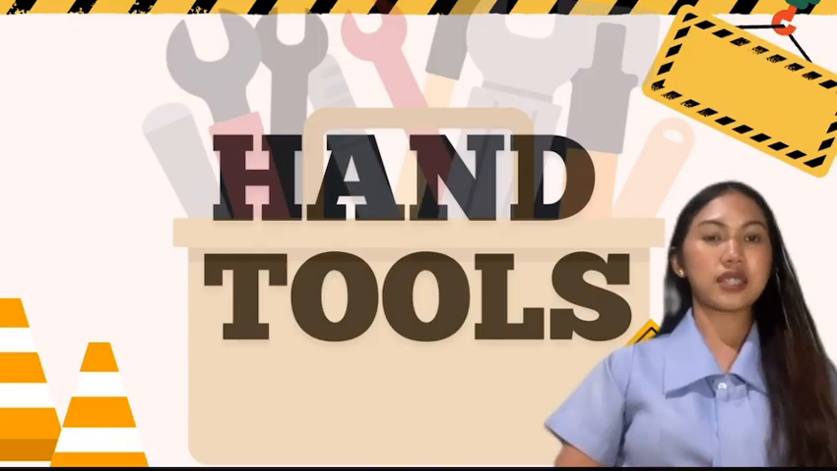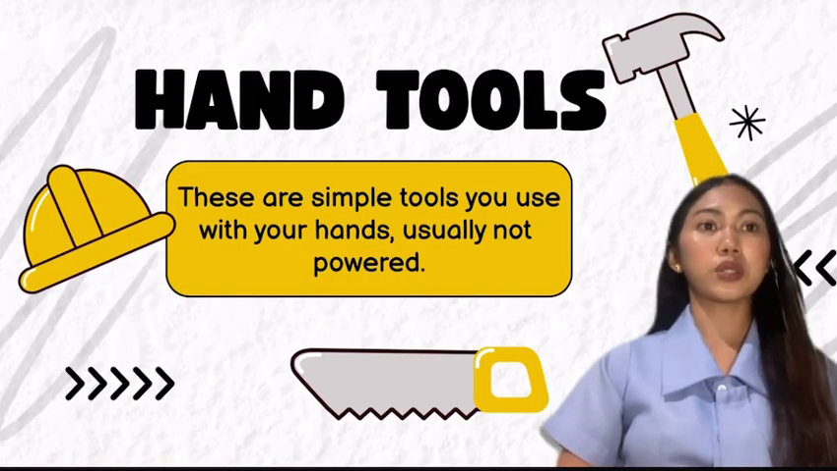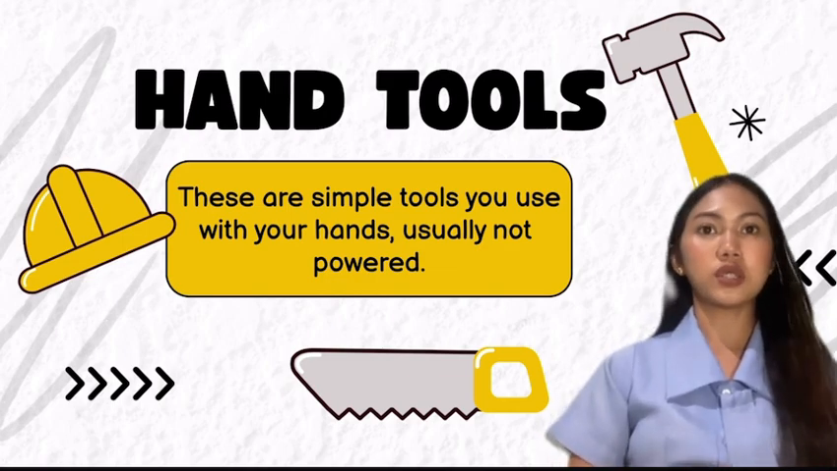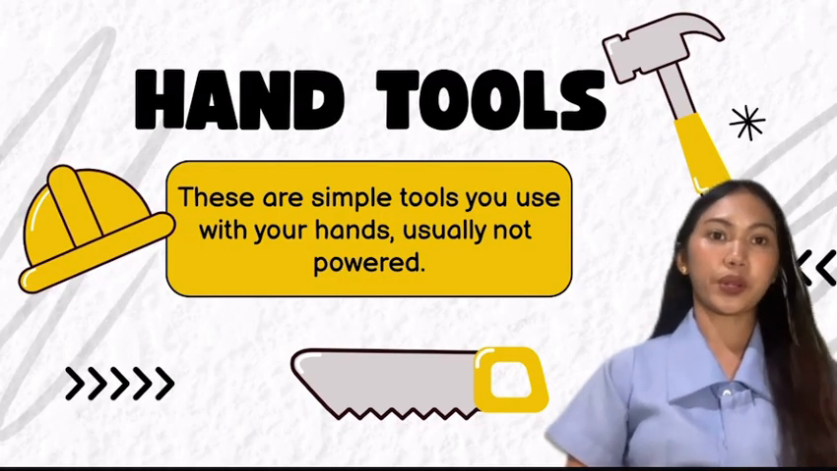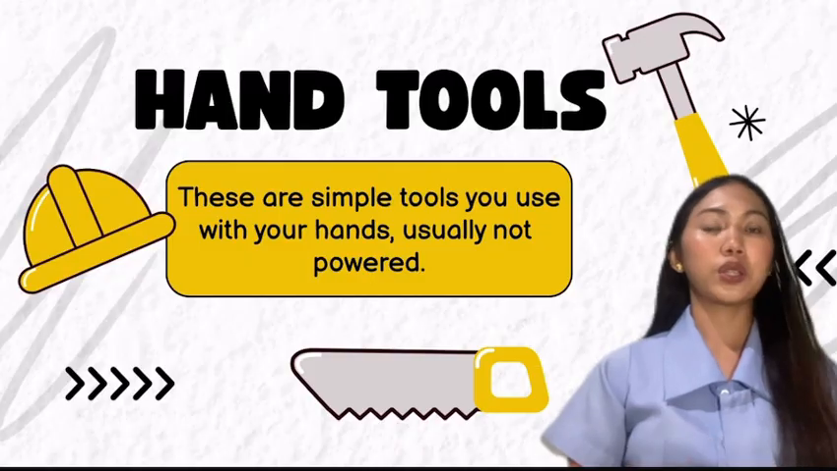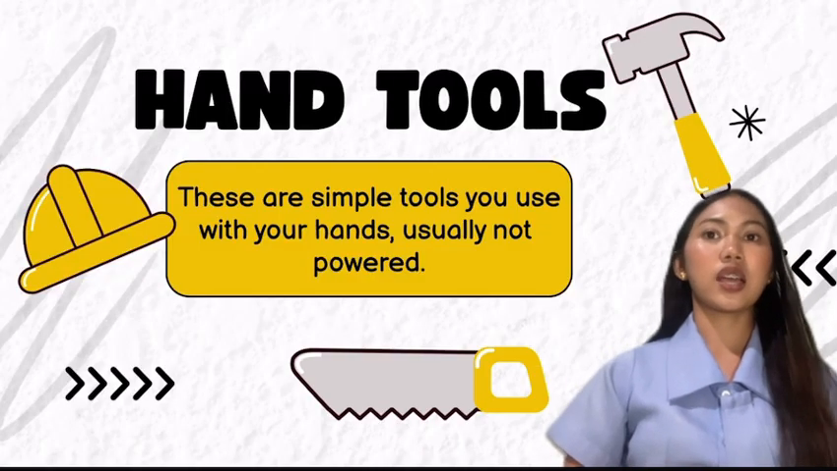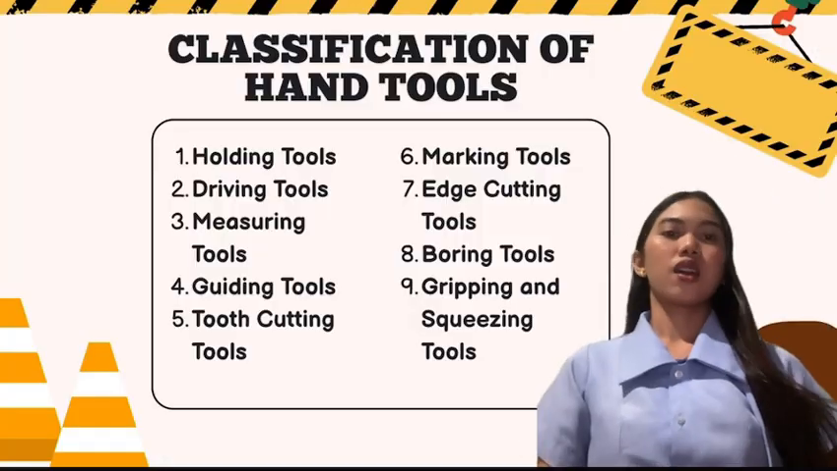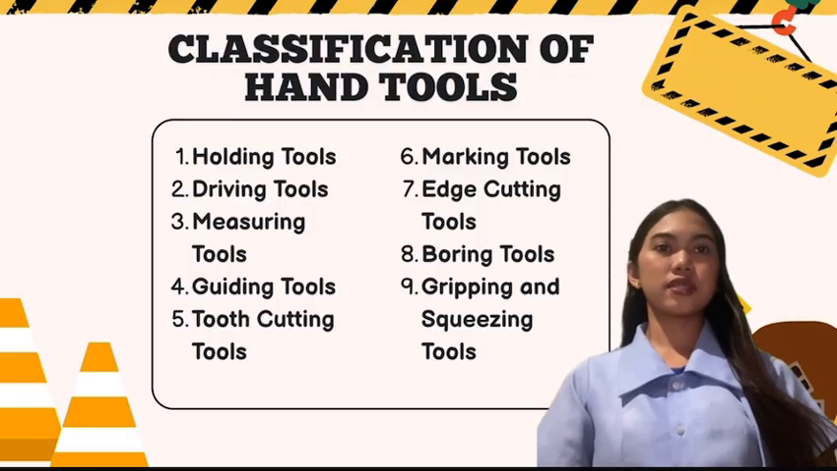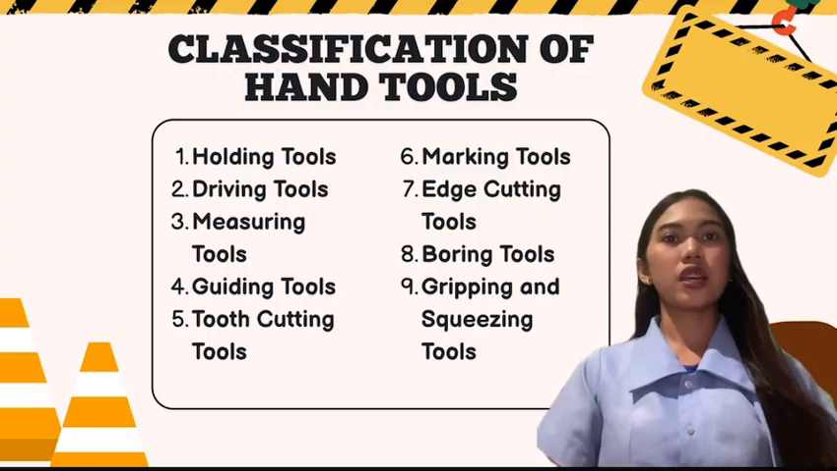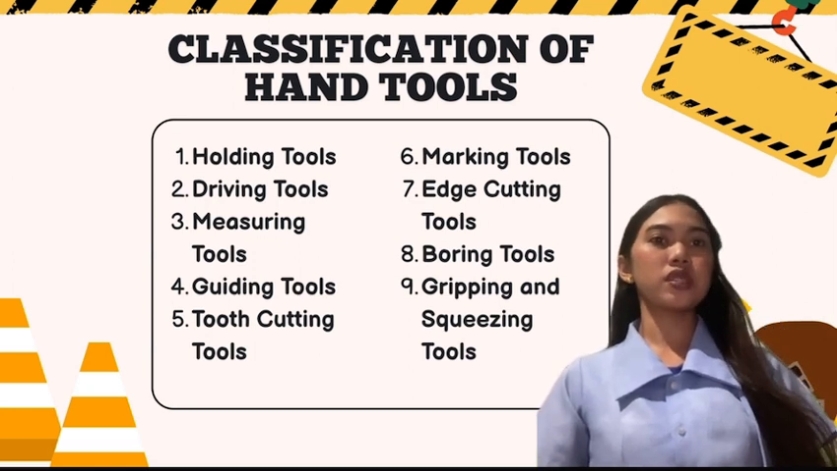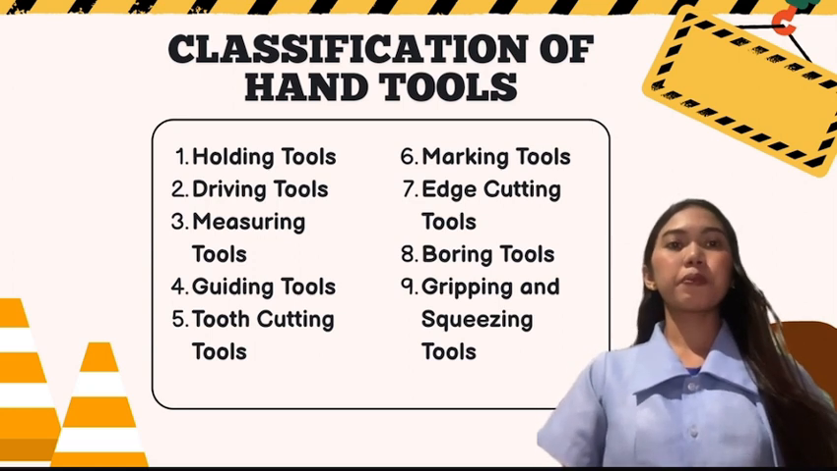So the first topic is hand tools. Hand tools are simple tools that you can use with your hands, usually not powered. They are operated manually and do not require electricity or power sources, and are commonly used in construction, repair, and workshop activities. In hand tools, there are 9 classifications, which are holding tools, driving tools, measuring tools, guiding tools, tooth cutting tools, marking tools, edge cutting tools, boring tools, and the last is gripping and squeezing tools.